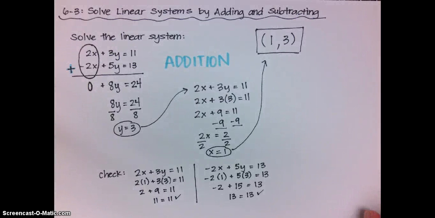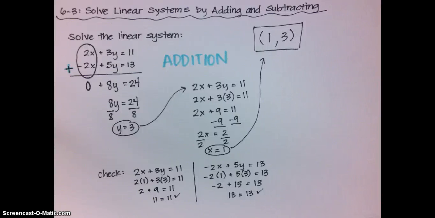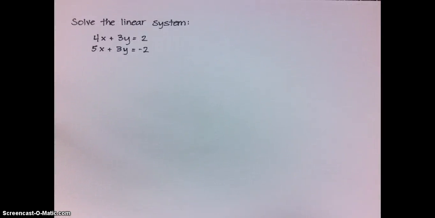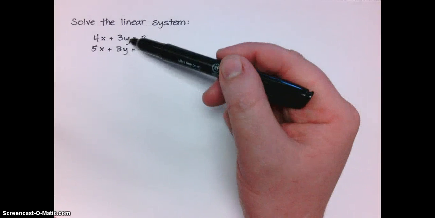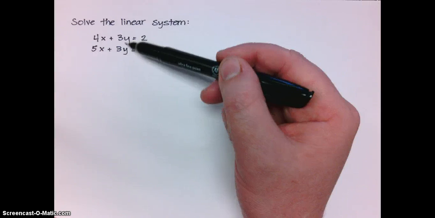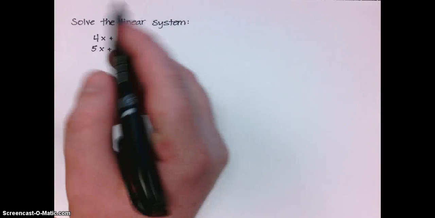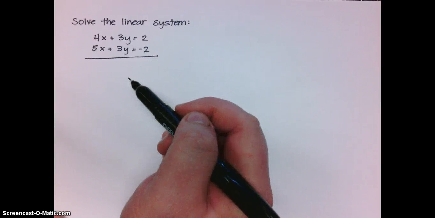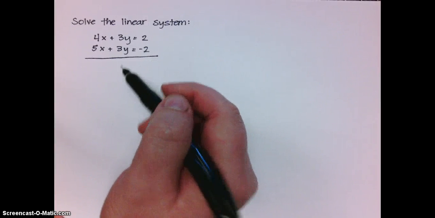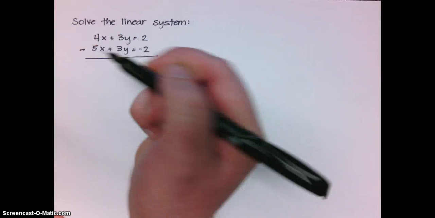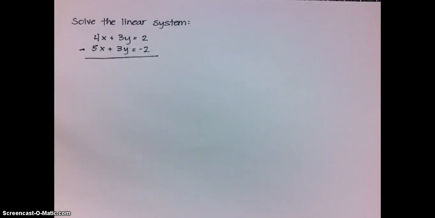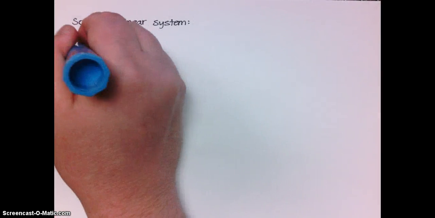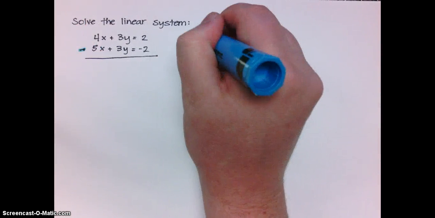The next one we're going to do is going to be very similar, but instead of addition, I'm going to do subtraction. Notice that I have a 3y in both of them. So if I was going to subtract one of these equations from the other, that would eliminate the y's, right? So I'm going to do subtraction here.